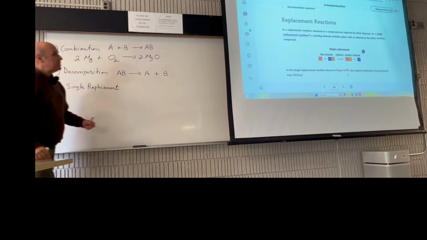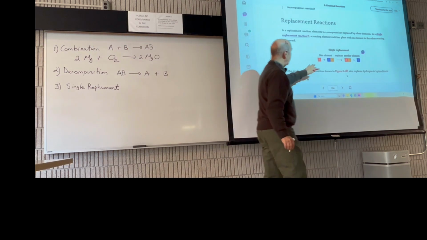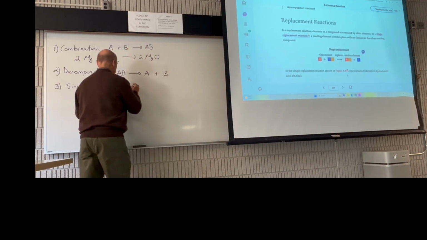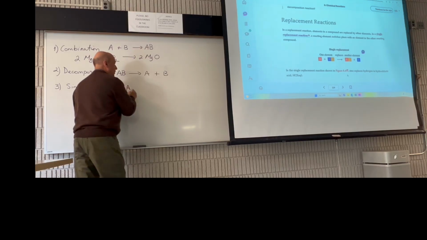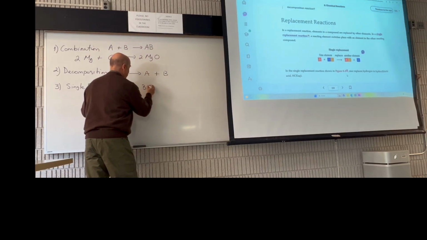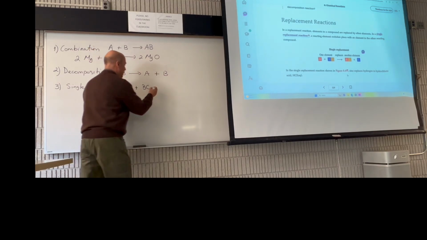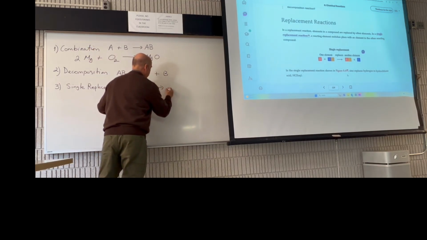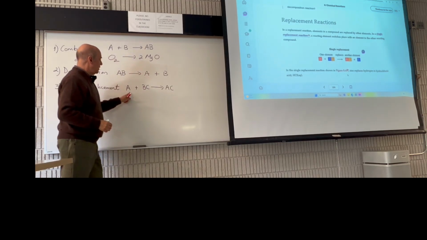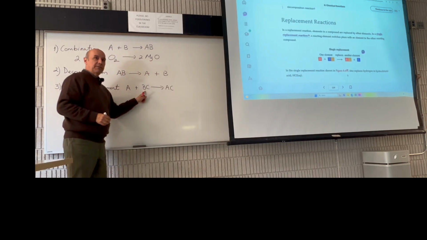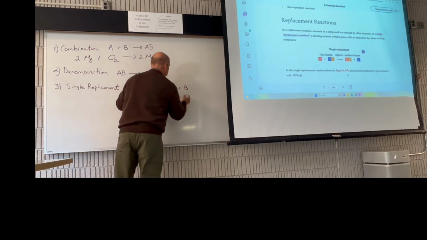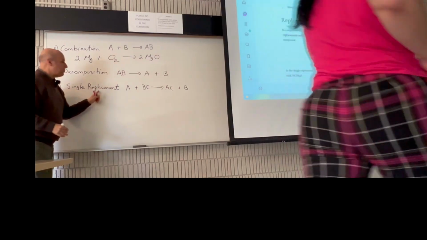In a single replacement, here we have a new symbol in the form of a letter C. We have A combining with a chemical BC, generically speaking, and C forms a new partnership with A, displacing B. So that displacement means a replacement.